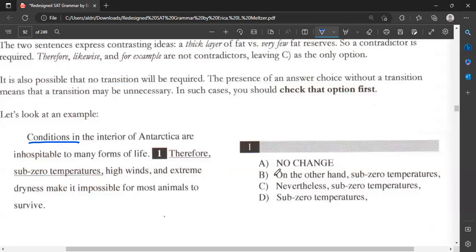Like we can't say, on the other hand, sub-zero temperatures. No. Conditions in the interior of Antarctica are inhospitable to many forms of life. These conditions are sub-zero temperatures, high winds, extreme dryness. Okay, these are the ones that make it impossible for animals to survive. Does that make sense? Yeah. Okay, so do you see why D is the answer?